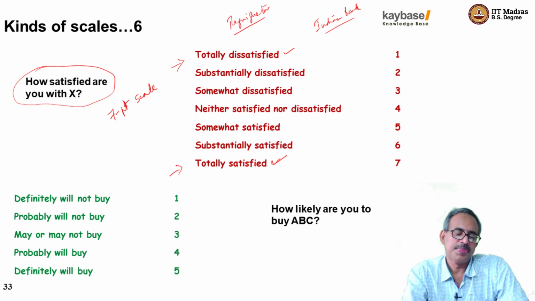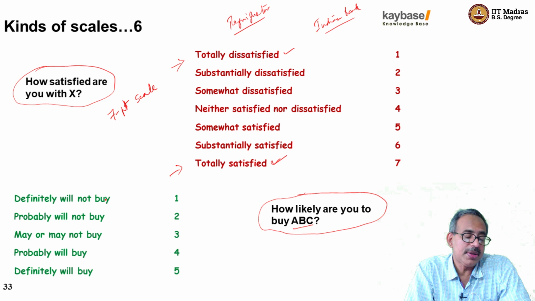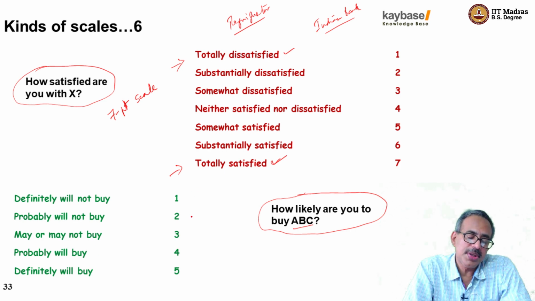Right? Okay. The next question could be, you're shown a new product description and all, and then people ask you, how likely are you to buy this product ABC? The options given are, I will definitely not buy. I will probably not buy. I may or may not buy. I probably will buy. I definitely will buy. Okay. This is known as a 5-point scale.